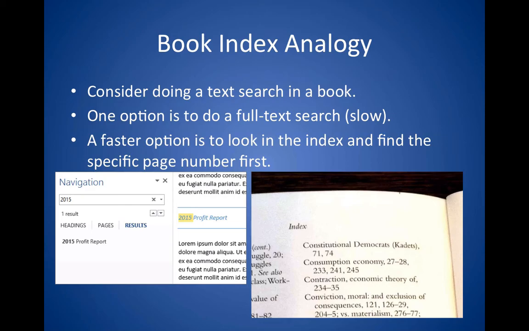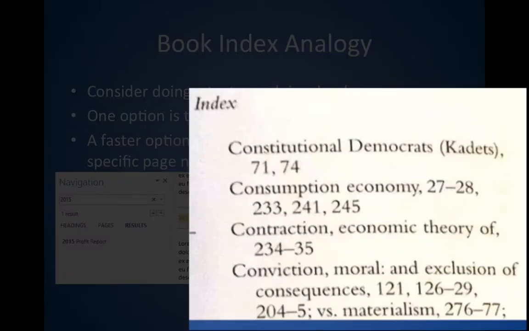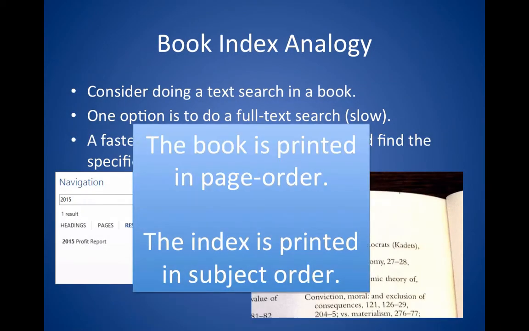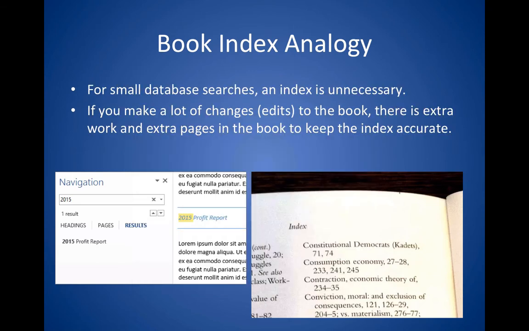So look at the example on the right. If you're looking for a constitutional Democrat, you can find it on page 71 and 74. Your search is done. In the old days, that would have taken you a long time to read up to page 71 to find it. So the index in a database is like the index in a book. The book is printed in page order. You have to read it from page 1 to the end. However, your subject is in sorted order in the back in the index. And so intuitively, that's how an index in a database works as well.